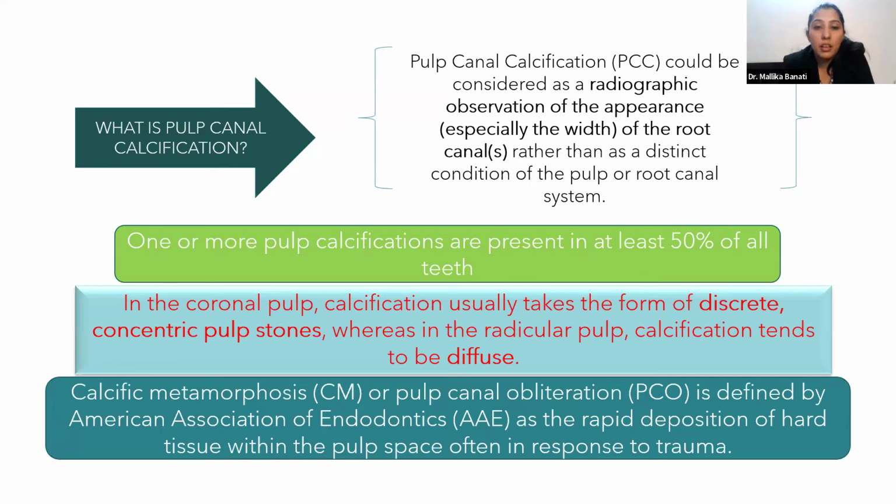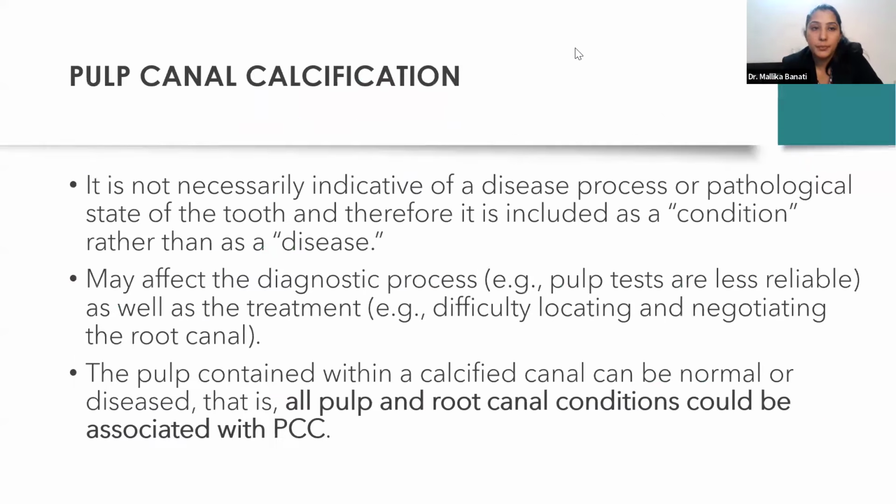In the coronal pulp, the calcification usually takes the form of discrete concentric pulp stones, whereas in radicular pulp, calcification tends to be a little more diffused. Calcific metamorphosis is also a term which I think a lot of you might have heard. Pulp canal obliteration is defined as the rapid deposition of hard tissue within the pulp space, often in response to trauma.